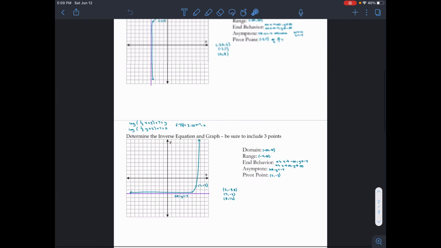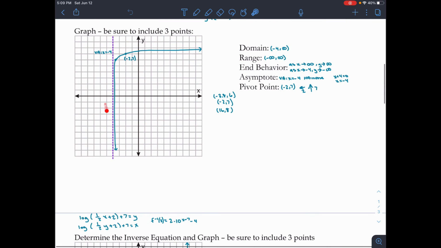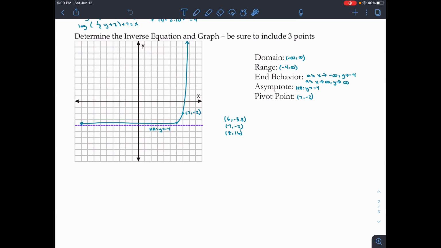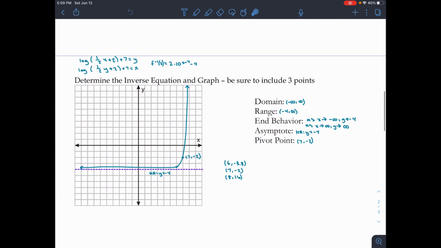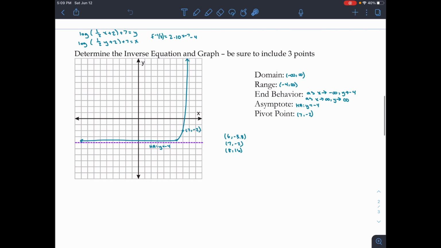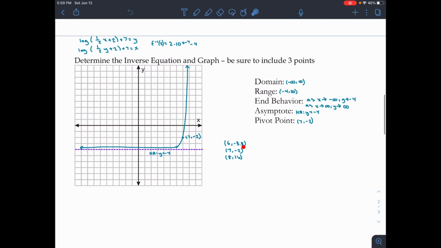And basically from this graph we just take everything and do the opposite, the inverse. So we would have the horizontal asymptote as y equals negative 4, and then instead of negative 2, 7, we have 7, negative 2 as our pivot point, because it's just the inverse of all of this. And the same, before we had negative 3.86 and negative 2, 7, but now it's 6, negative 3.86, 7, negative 2, and 8, 16.8. And so that's our graph right there.